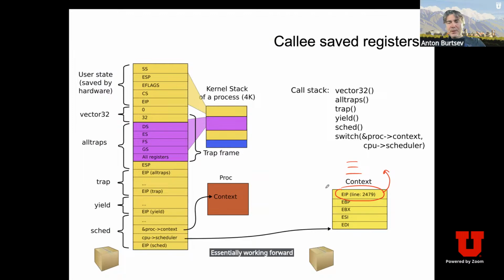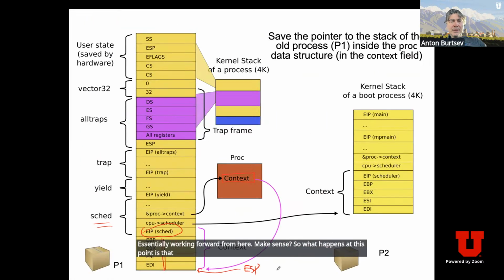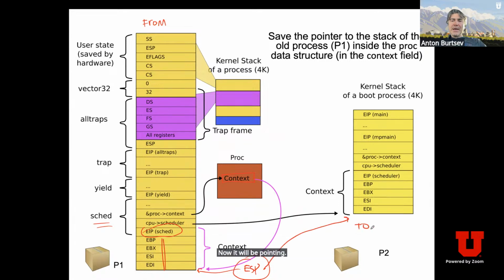Make sense? So what happens at this point is that if the stack pointer was pointing to the top of the from stack, now it will be pointing to the top of the to stack, and we will start restoring those callee-saved registers from this context. And as we were saying, since in xv6 we're switching from a process into the scheduler, this is the kernel stack of the boot process on which the scheduler is running.